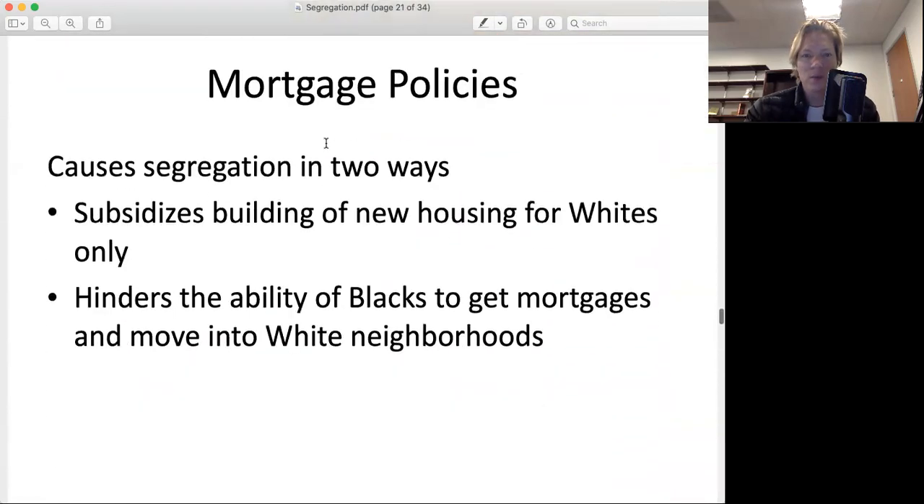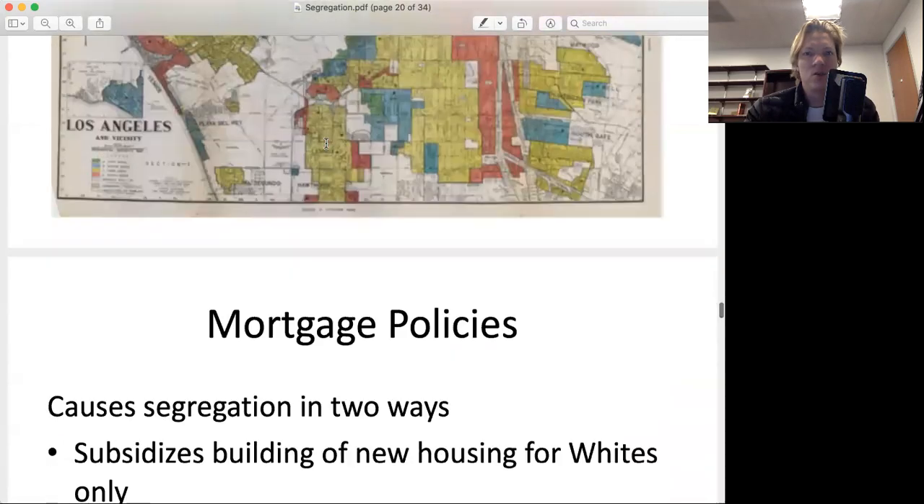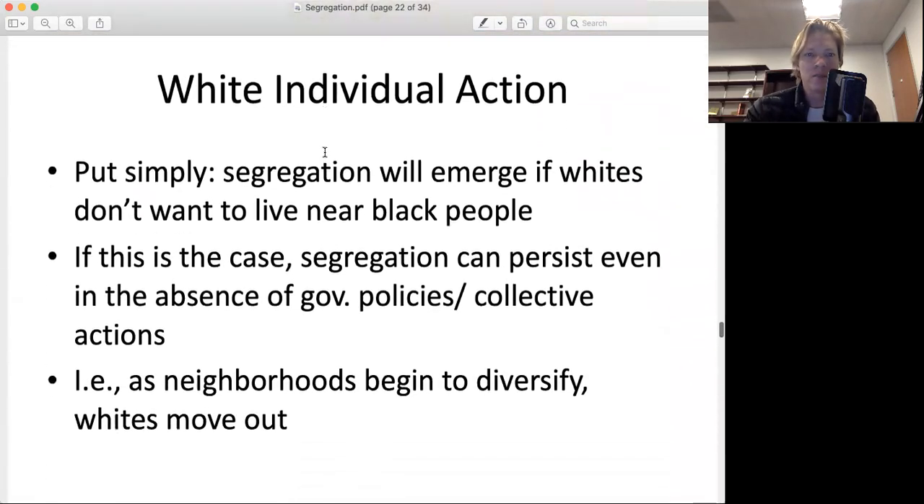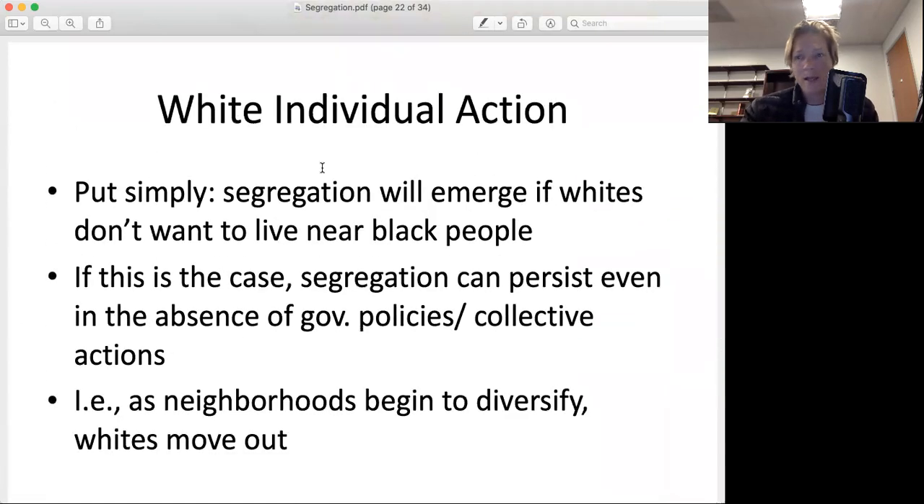So I think the story is a little more complex than is usually told, although I don't know what goes on in other classes. Okay, then there is white individual action. We'll take a break and we'll cover white individual action.